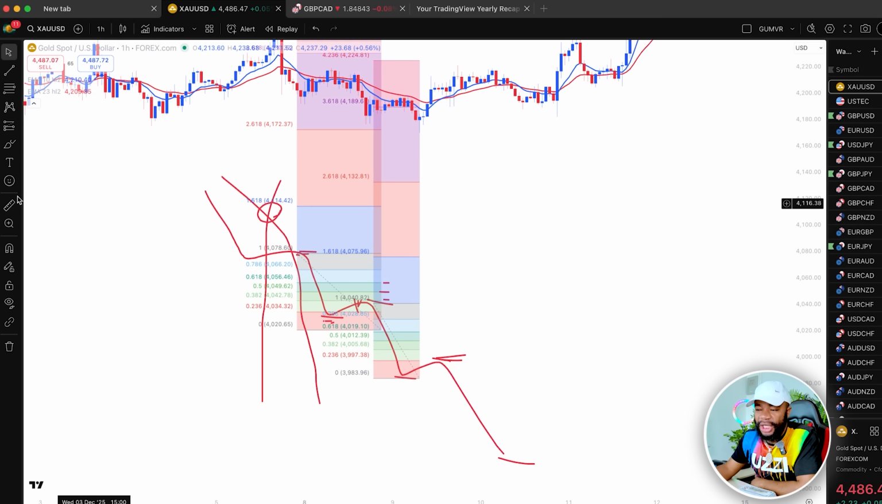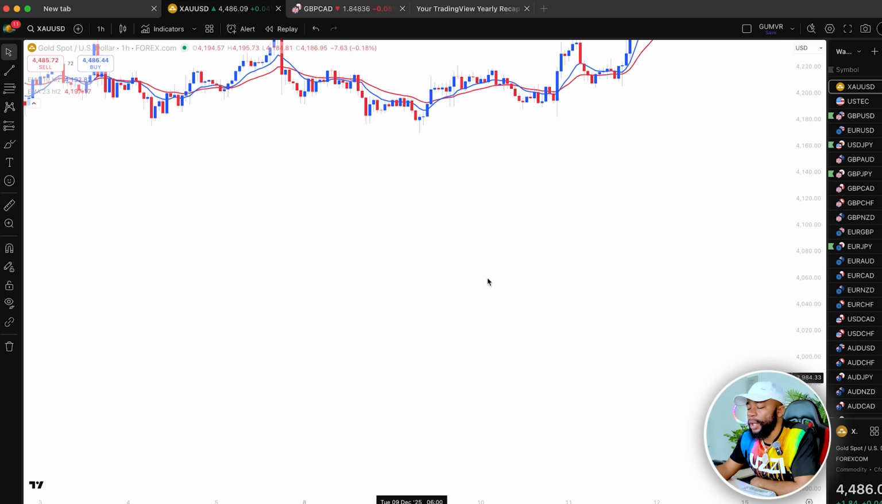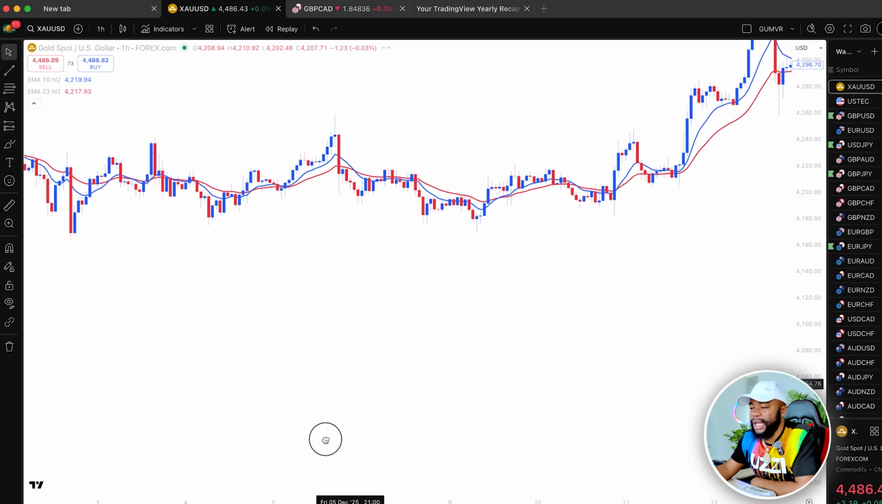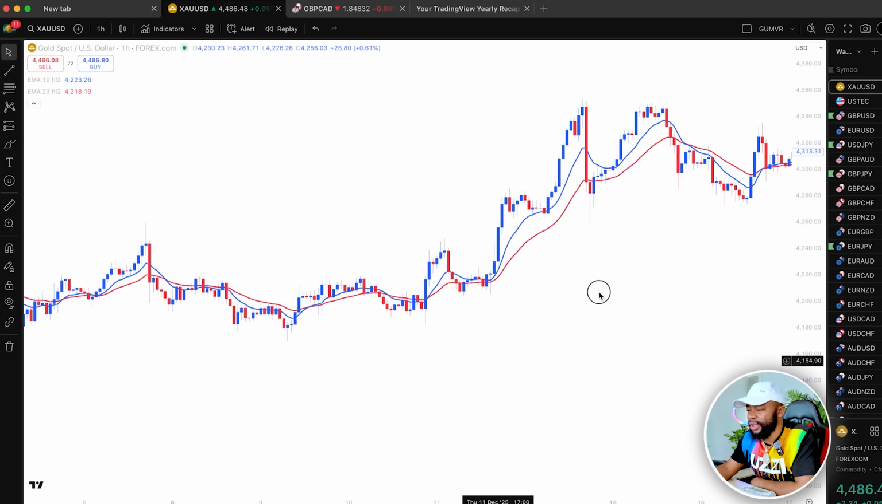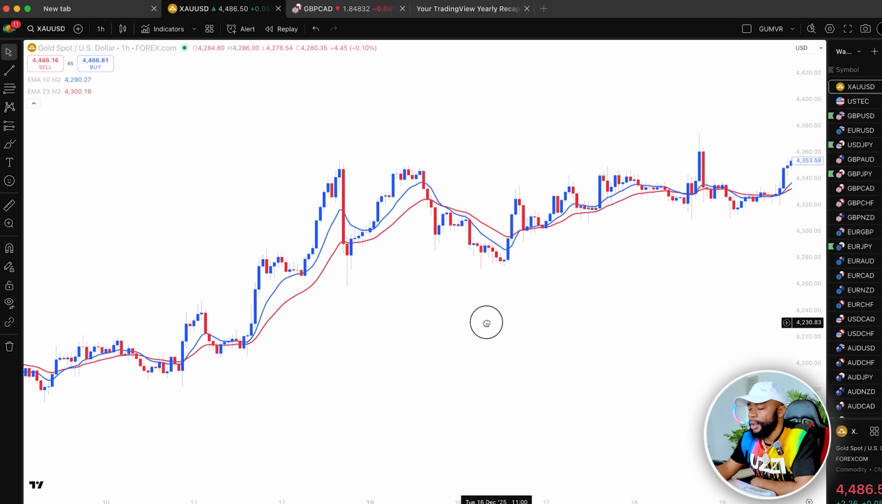Now let's see on the chart what I just explained. Let's now see it on the chart. All right, and then we're going to do a replay to actually see how we would have made money with what I just explained. Let's see.